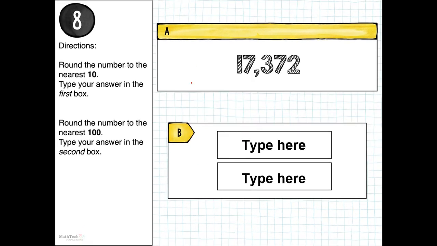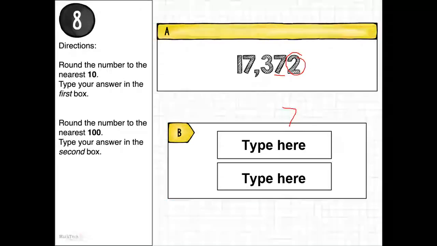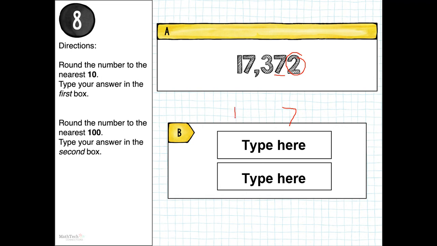Last one, number 8, says round the number to the nearest 10. Type your answer in the first box. So if I round my number to the nearest 10, that means I have to underline my tens place, circle my ones place, and then I have to say my song. 0 to 4, yep, 2 is in between 0 to 4. So that means my 7 is going to stay on the floor. All of the digits to the left stay the same, and the digits that I circled and to the right become zeros. So my first answer would be 17,370.